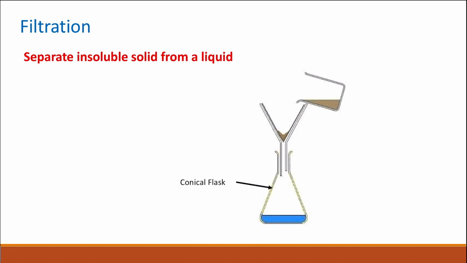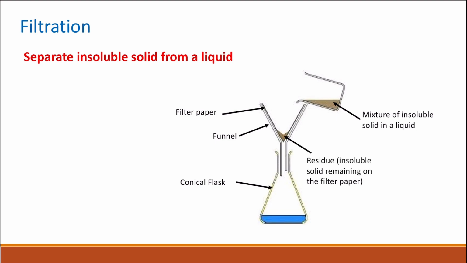In filtration, we have a conical flask, a funnel, and a filter paper which is folded and put inside the funnel. And then you have your mixture of the insoluble solid in a liquid and you pour it down the filter paper. The residue that will remain on the filter paper will be the insoluble solid. And then the liquid that passes through the funnel is going to be the filtrate, which is the filtered liquid.